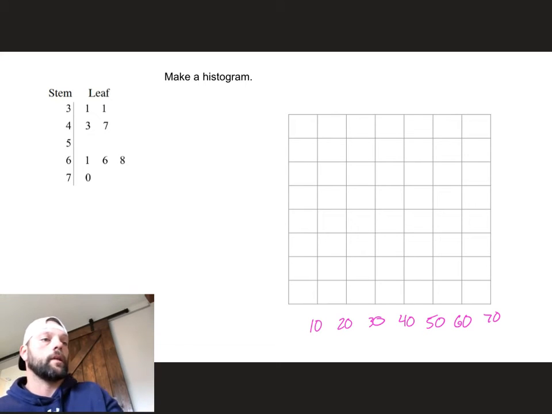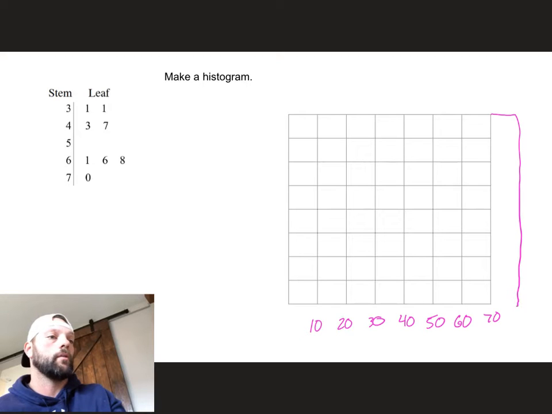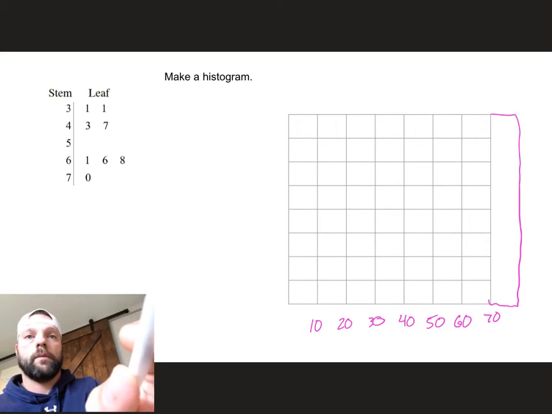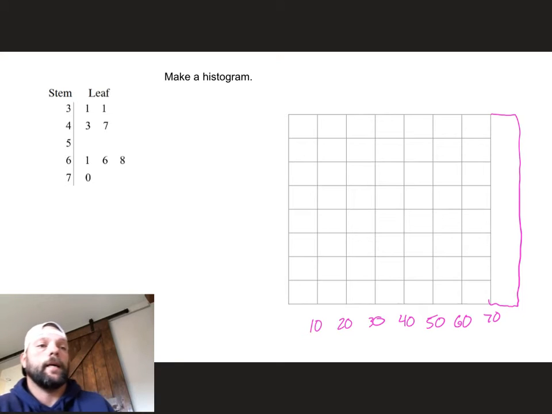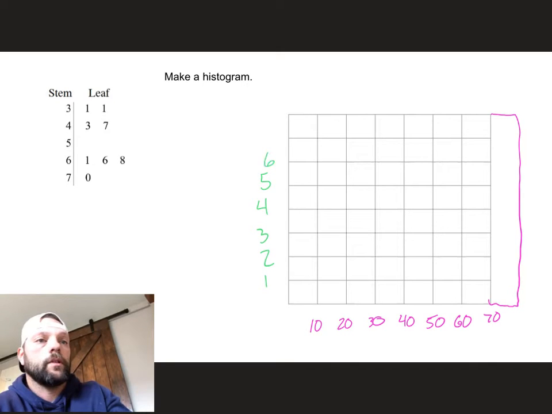And actually it looks like I am one short here. I should have one more bar going right there, and I'm going to change the color of my pen so that we don't get it confused with that. Okay, so if I go to 30, remember the 3 with the 1 is 31. My frequency is 1, 2, 3, 4, 5, and we write frequency right there.